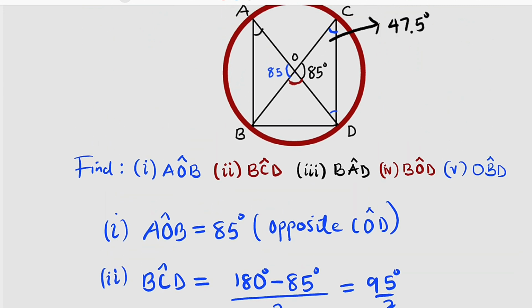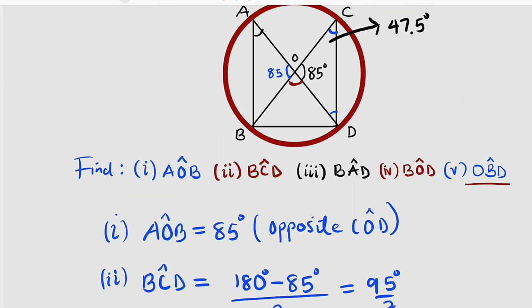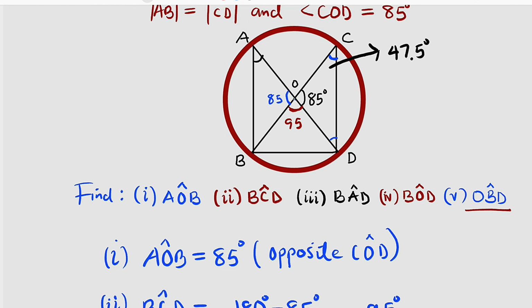So the last one, we are looking for angle OBD. Remember, this is 95. OBD. All right. Remember, this is also an isosceles triangle. So we can subtract 95 from 180 and divide the result by 2 because B and D are all the same.